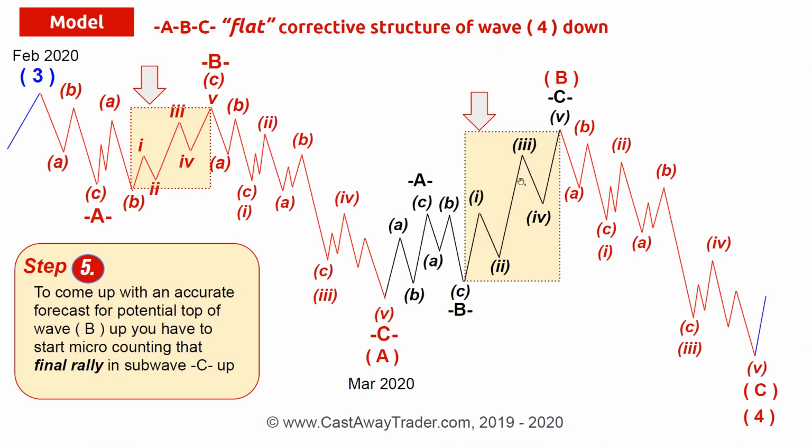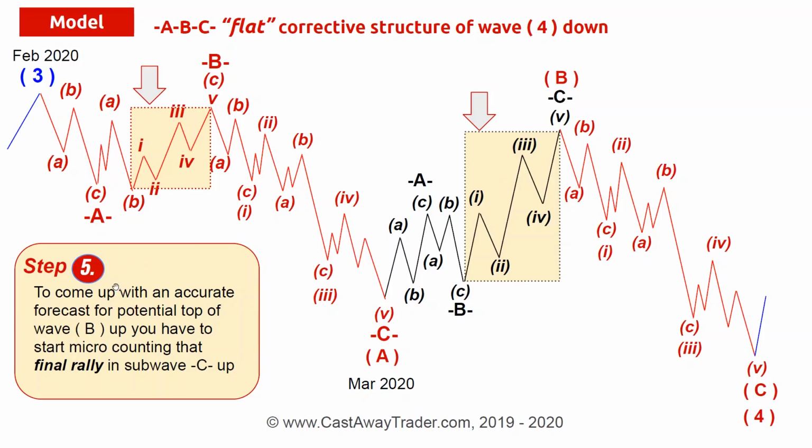What is micro-counting? I told you that we are getting ABC up, and the final subwave C, the final segment, which is highlighted in the yellow box, normally should have an impulsive structure. It should have 5 waves inside the structure, and that structure is much easier to forecast because those waves inside that 5-wave up fractal are related to each other with specific ratios, and those ratios are much more stable than ratios between legs in an ABC corrective structure.